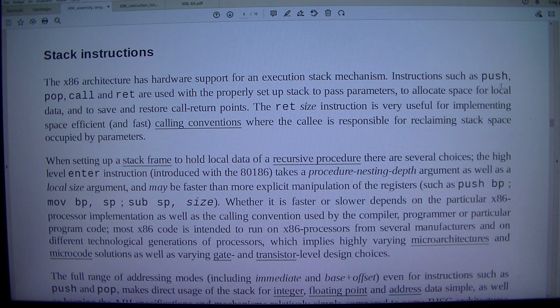Instructions such as push, pop, call and ret are used with the properly set up stack to pass parameters, to allocate space for local data, and to save and restore call return points. The ret size instruction is very useful for implementing space efficient and fast calling conventions where the callee is responsible for reclaiming stack space occupied by parameters.